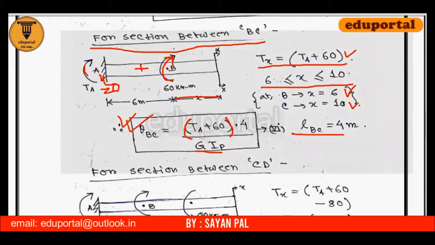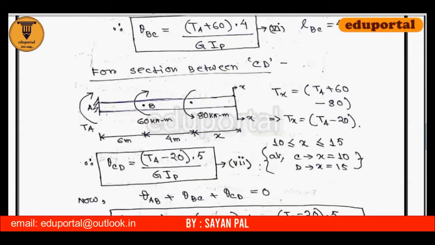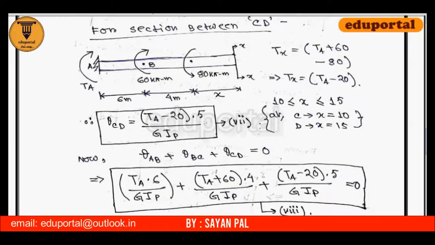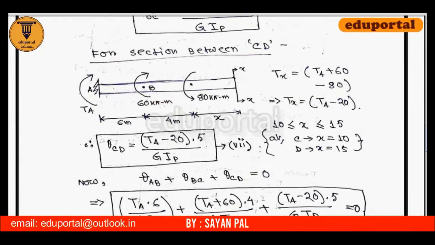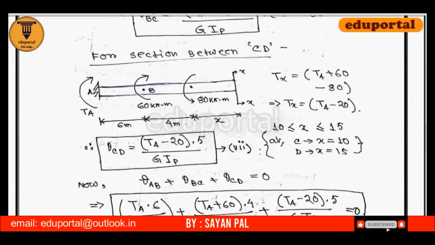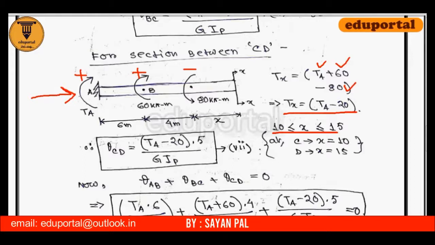Now let's move on to the other section, that is section CD. Here Tx is equal to Ta plus 60 minus 80. Why? Ta is positive, 60 is positive, 80 is negative. We are always moving from left to right. So moving from left to right, we get Tx equal to Ta minus 20, and x between 10 to 15.